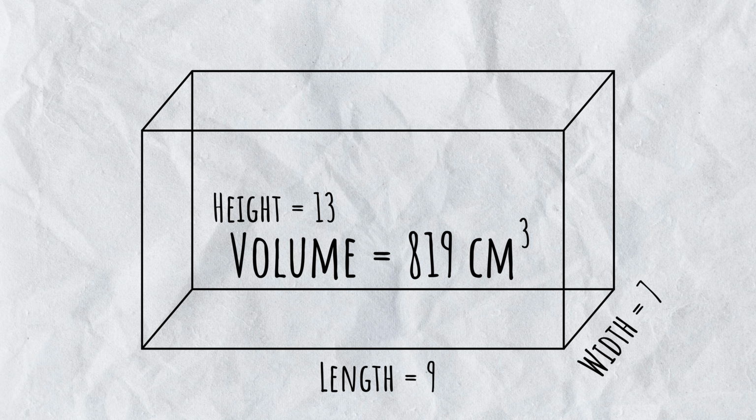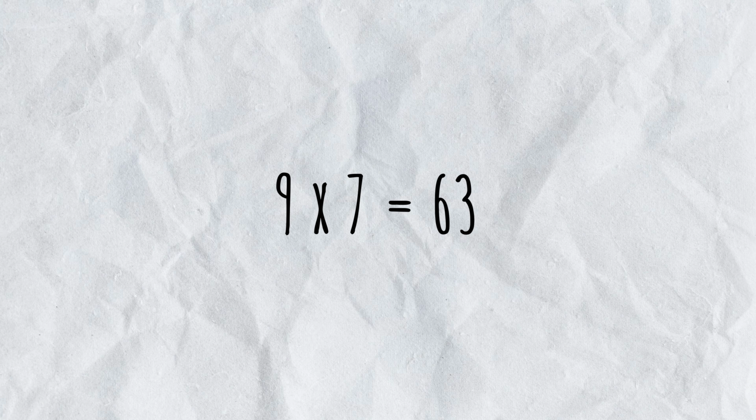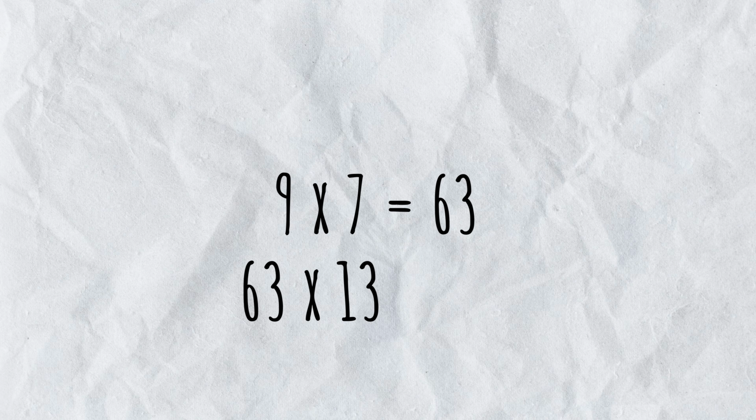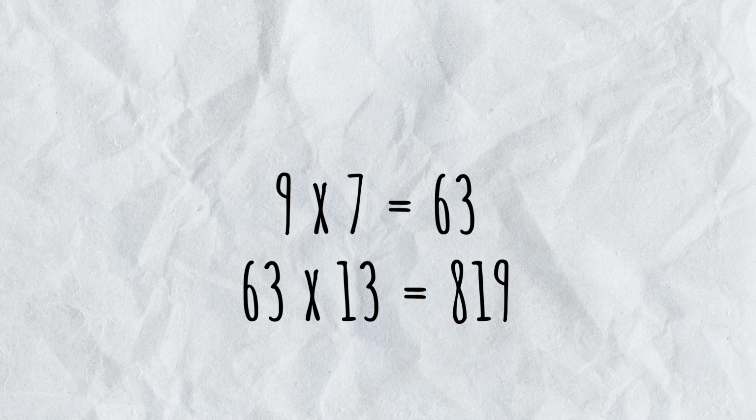And if you guys were able to answer that correctly, you would have got the answer of 819 centimeters cubed. And the way I worked that out is I simply did 9 times 7, which is 63, and then I did 63 times 13, which will get you 819 centimeters cubed.